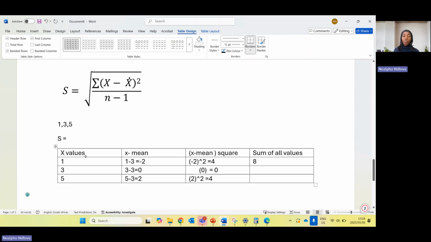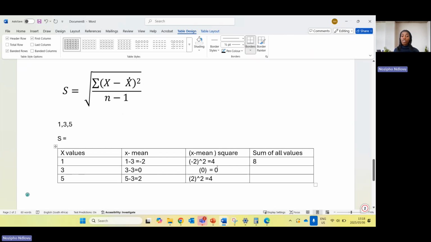So what did I do? I started with the x values. I said 1, 3, and 5, which are the values that we're given for this sample. Then we have x minus the mean. The x value of 1 minus 3, which we've calculated the mean to be, gives negative 2. 3 minus 3 gives us a 0, then a 5 minus 3 giving us a 2.